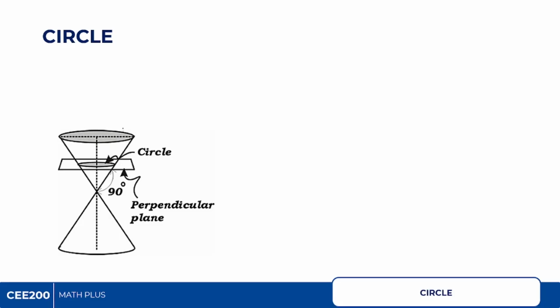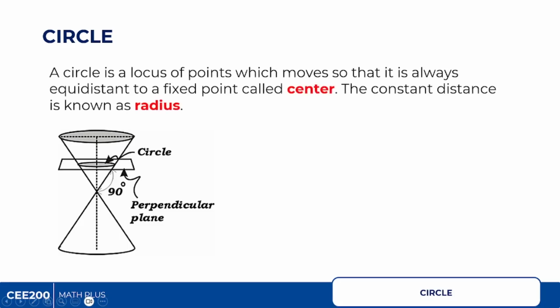Okay? And you would get this. You'd be getting a circle. So by definition, a circle is a locus of points which moves so that it is always equidistant to a fixed point called the center. And the constant distance is known as the radius.